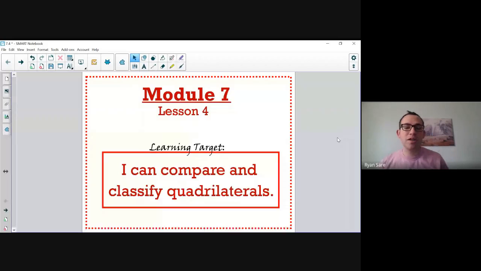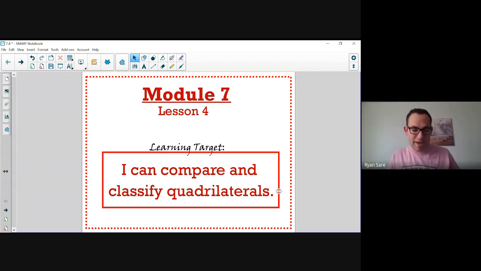Now, let's go ahead and look at our learning target for today. This is Module 7, Lesson 4. Our learning target is I can compare and classify quadrilaterals. We're going to be talking more about this word, quadrilaterals. My notepad's upside down. Let me flip that. We're going to be learning more about this word, quadrilaterals.